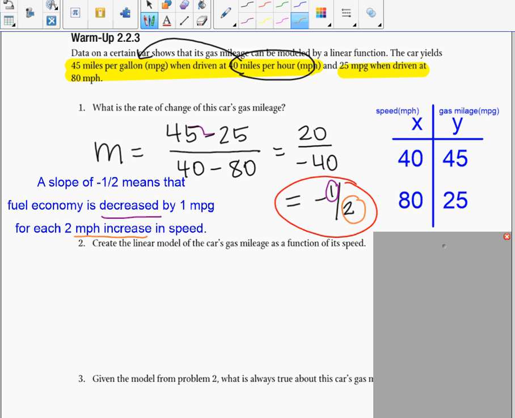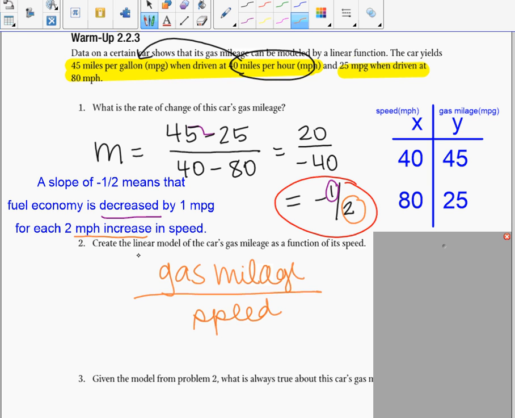Okay, so these aren't just numbers. When we're dealing with contextual problems, then you actually have to assign what that means. So it's not just negative 1/2. What does that 1 represent? What does the 2 represent? In this case, it was change in y over change in x. So it's the change in your gas mileage all over your change in speed.